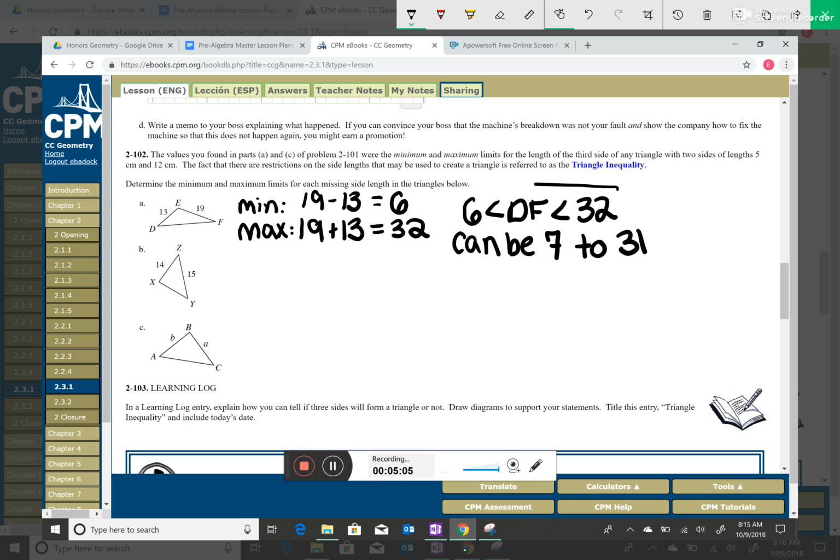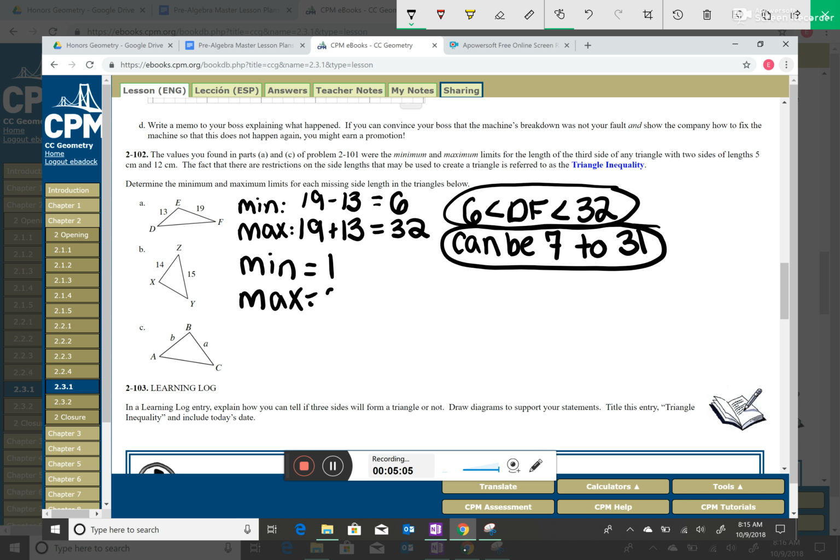So if you give it to me like this, that's okay. If you give it to me like this, that is also okay. So for min, you're subtracting, for max, you're adding. For the next one, the min would equal 1, and the max would equal 29. So it's got to be greater than 1 and less than 29. So it cannot be 1 and it cannot be 29.